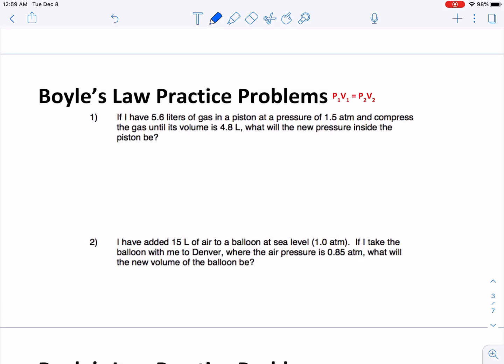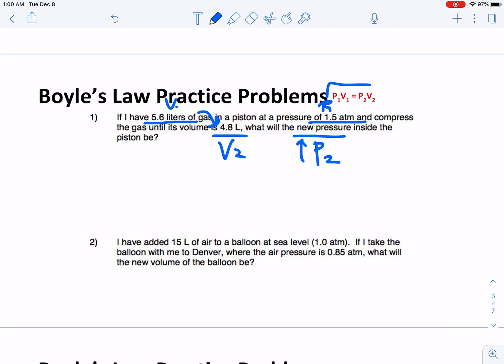If I have 5.6 liters of a gas in a piston at a pressure of 1.5 atmospheres, so right there, that's my V1 and my P1. And compress the gas until its volume is 4.8 liters, there's my V2. What is the new pressure? So I need to find P2. And automatically I can see that I am reducing the volume, right? From 5.6 to 4.8. So I know that my pressure is going to go up. I know my P2 should be higher than 1.5. But again, let's just set it up into the actual equation.